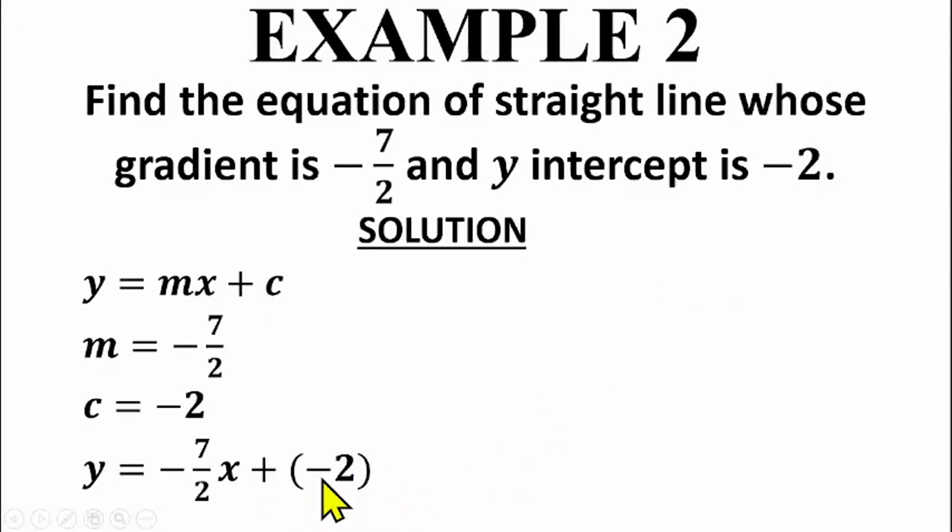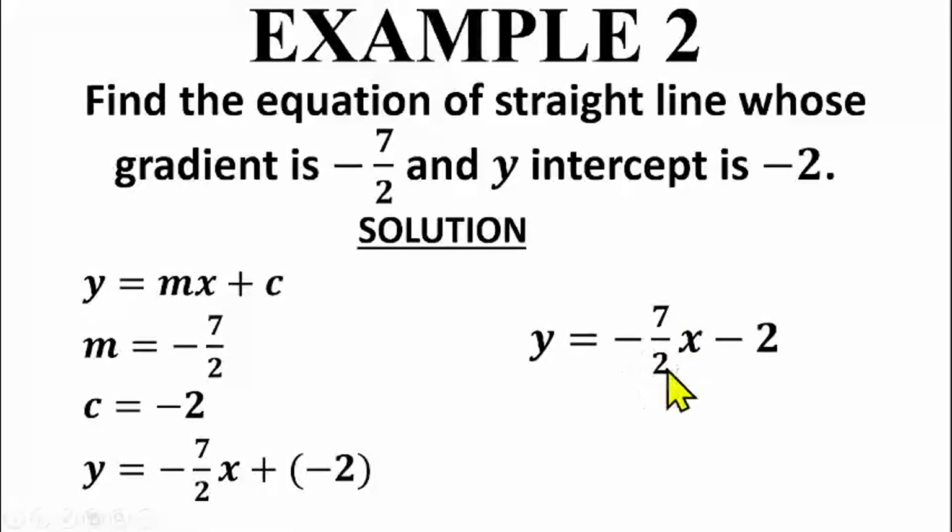We can simplify this one further. Minus times plus will give us a minus. So we'll have y is equal to minus 7 over 2 x minus 2. Of course, you can leave your answer like this as the equation you are looking for, or you can still simplify it better in case it's an objective question and you check your options and the option is not in this format. That means you can still do something.